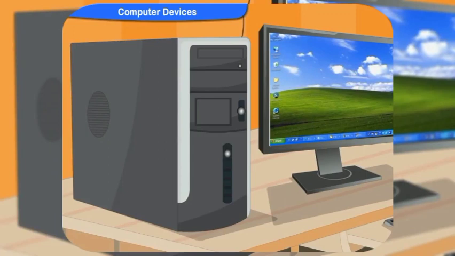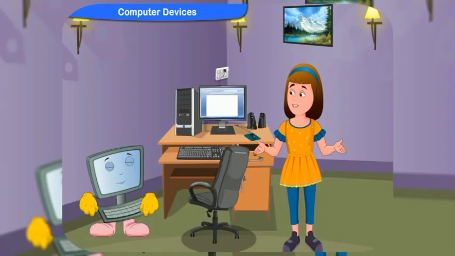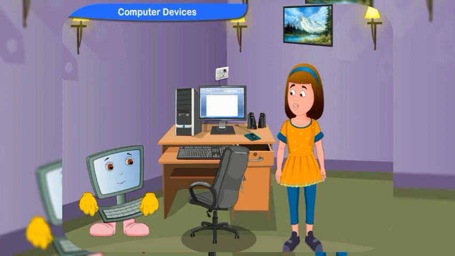A pen drive can hold much more data than a CD. Computers have a special part called the USB port for pen drives. We can plug the pen drive into a USB port to display the data stored in it. Pen drives are of different capacities. Thanks, Kliko. You really saved my day. Now I know about the differences between different types of computer devices.